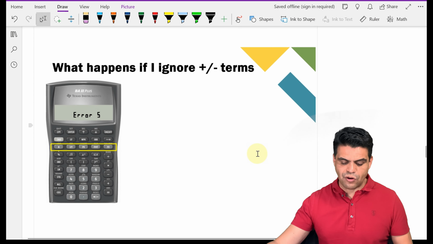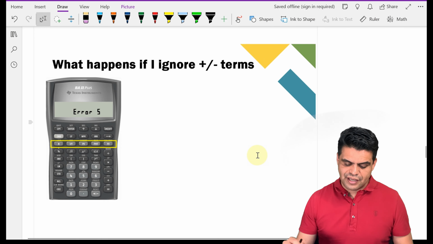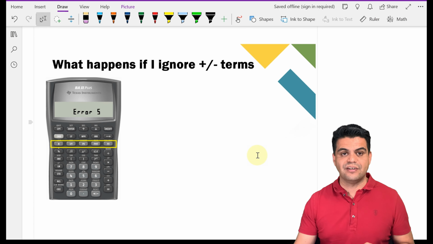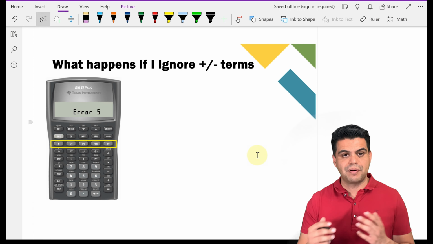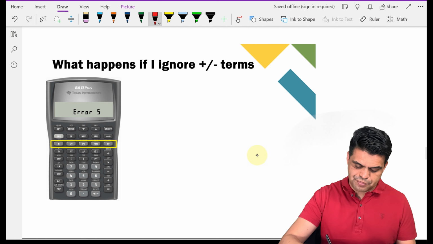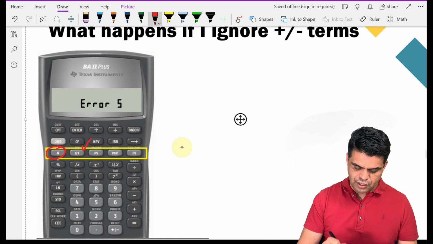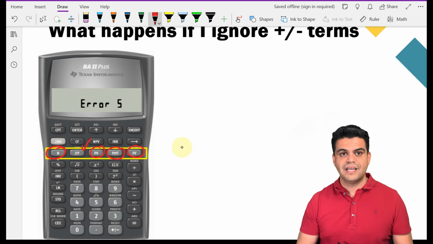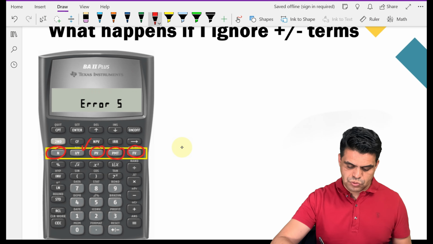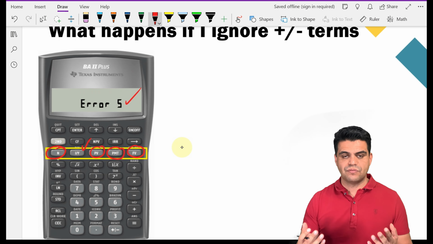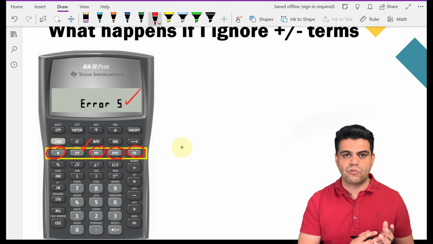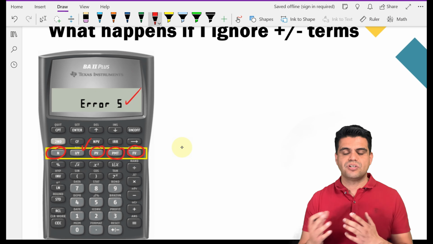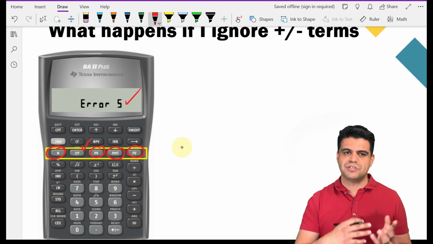I do, however, there's one thing I wanted to mention, is what happens if you ignore the terms, right? Positive or negative. So let's say, for example, that you are solving for the interest rate. You've been given an amount of time, you've been given a present value, payments, and future value. If you ignore the positive and negative terms, you will get an error 5, okay? Then you'll have to go back to your question, read it, and figure out which terms need to be positive or which terms need to be negative.